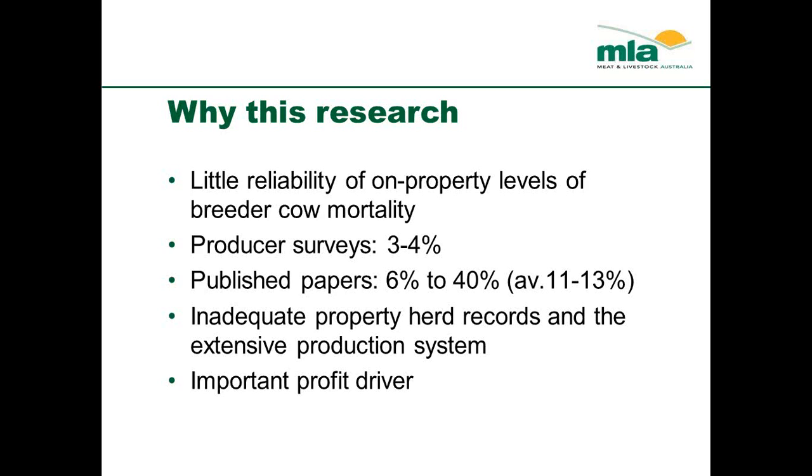We also looked at the fact that there's been some producer surveys done in recent years, both in the Northern Territory and in Western Australia, where mainly agency people were surveying producers, and producers were telling them a lot of things, including estimates of breeder mortality, and those numbers put back to the surveyors were in the order of 3 to 4%. We also looked at published papers, and we've done a separate literature review as part of this project, and that'll be published separately, where we looked at work that's been done on experimental farms and on commercial properties, where mortalities ranged from anywhere from 6% to 40%, depending on the region and the seasons. But overall, our literature research told us that indicative cow mortalities are running about 11 to 13%.